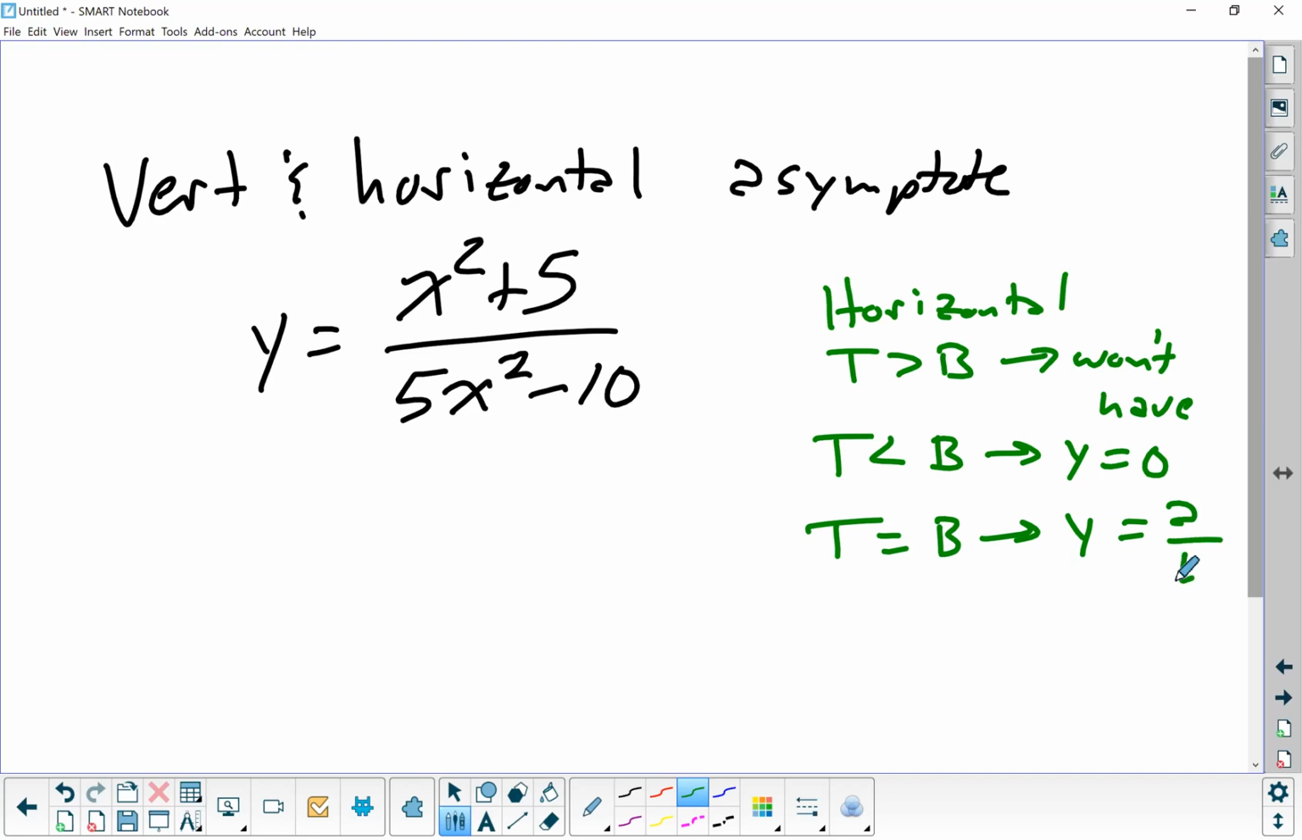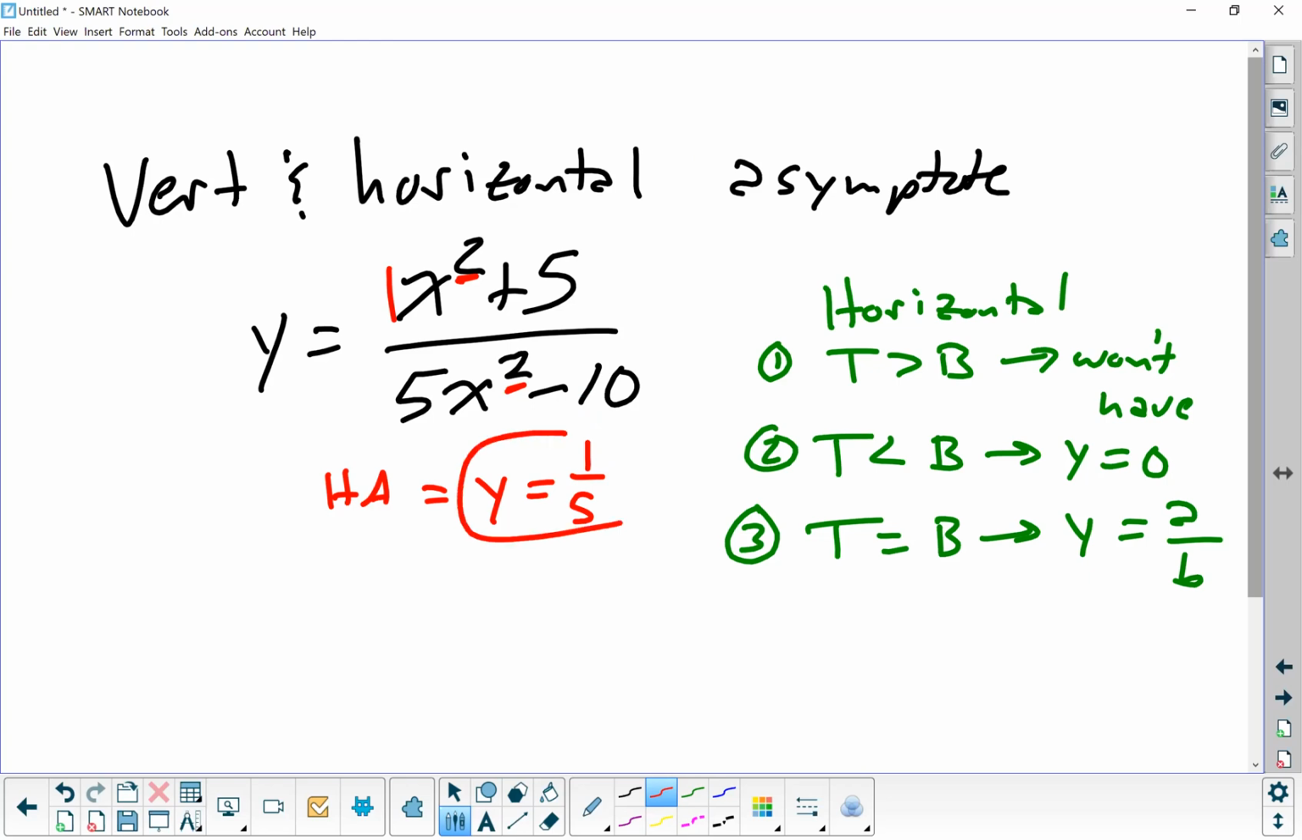So which of these scenarios takes place here? 1, 2, or 3? Which one falls into that category? And remember, we're looking at the highest exponent here and here. 1, 2, or 3, my friends? 3. 3 is right. So my horizontal asymptote is going to be, I have a 1 out in front of here, y equals 1/5.